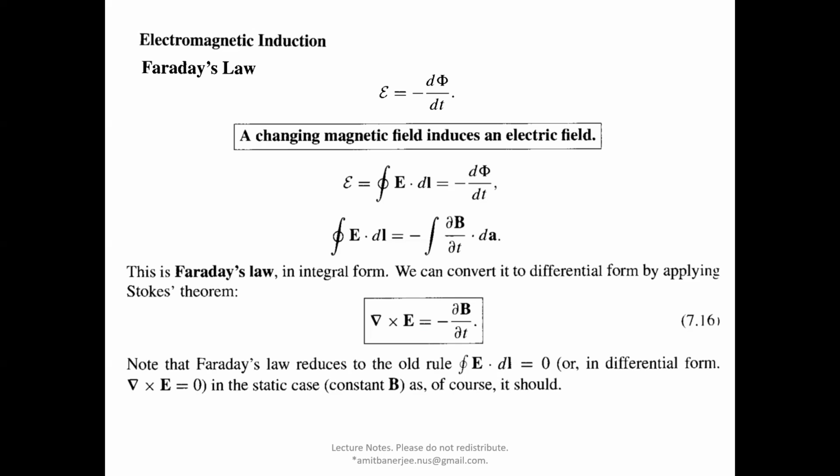We can convert that into differential form with Stokes' theorem, which is curl E equals minus partial B by partial t. Now Faraday's law reduces to the old rule, which is the closed integral of E dot dl equals 0 for a closed loop in the static case. In terms of differential form, it will be basically curl of E equals 0.